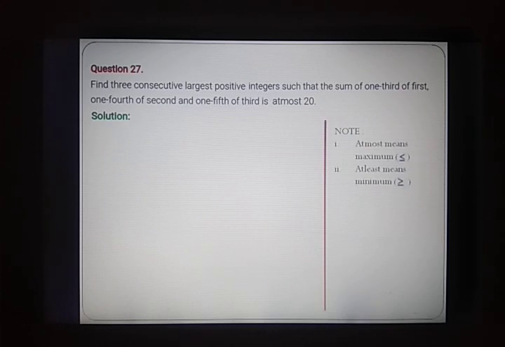And it is said that the sum of 1/3 of the first, 1/4 of the second, and 1/5 of the third, so they are talking about their sum, is at most 20. So at most means this sign, right? Now let us assume the 3 consecutive numbers to be x. If one number is x, another number is going to be x plus 1, because it's going to differ only by 1. Similarly another number is going to be x plus 2. So these are 3 numbers.